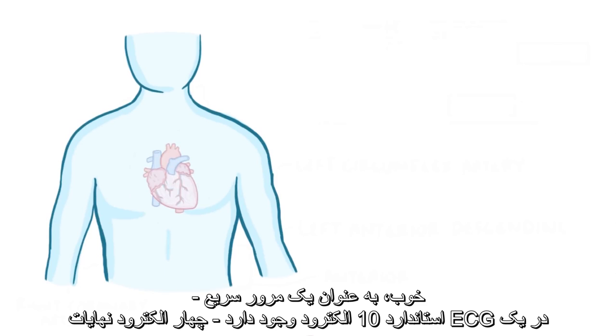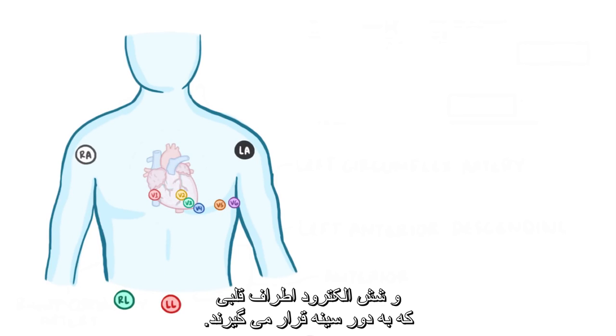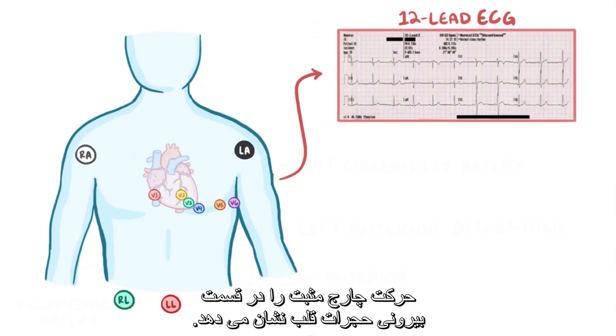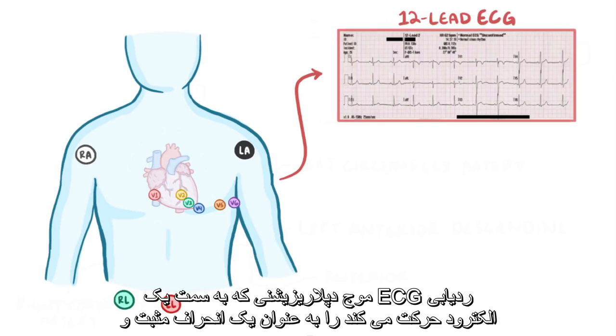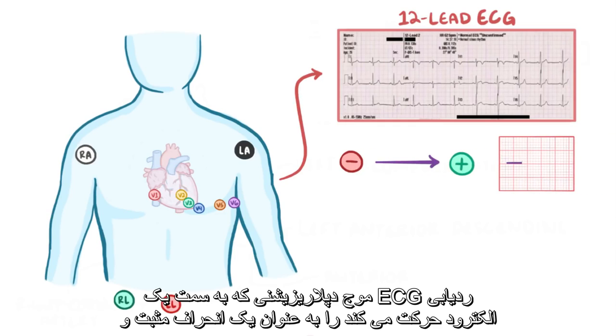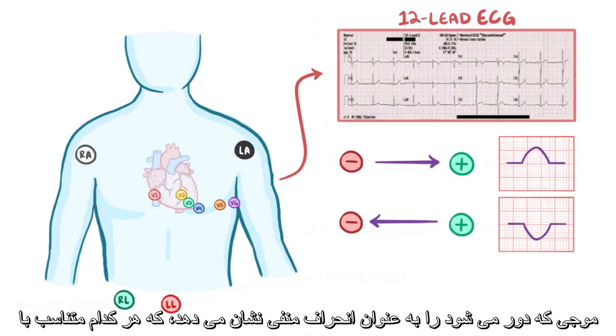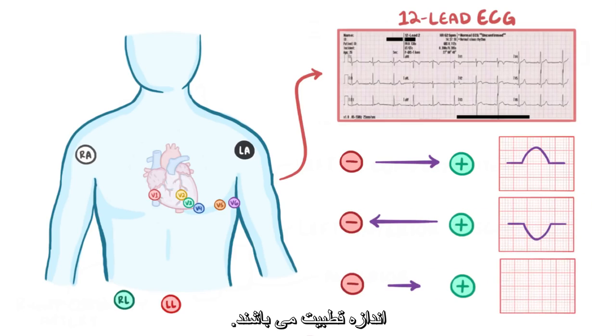Alright, as a quick recap. In a standard ECG, there are 10 electrodes, 4 limb electrodes and 6 precordial electrodes that wrap around the chest. These electrodes are used to make 12 leads, each of which illustrates the movement of positive charge on the outside of heart cells. The ECG tracing shows a depolarization wave moving towards an electrode as a positive deflection, and one moving away as a negative deflection, each of which is proportional to the size of the dipole.